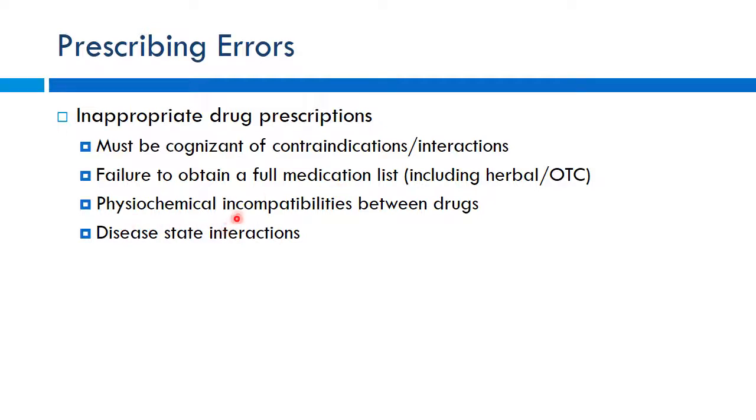Other issues, if you have incompatibilities between drugs, so if things are infused inappropriately, they can precipitate out, and you can either lose a line in the most benign circumstance, or they can precipitate out in the patient and cause things like emboli and whatnot. And just be aware of different disease state interactions that can pop up here.